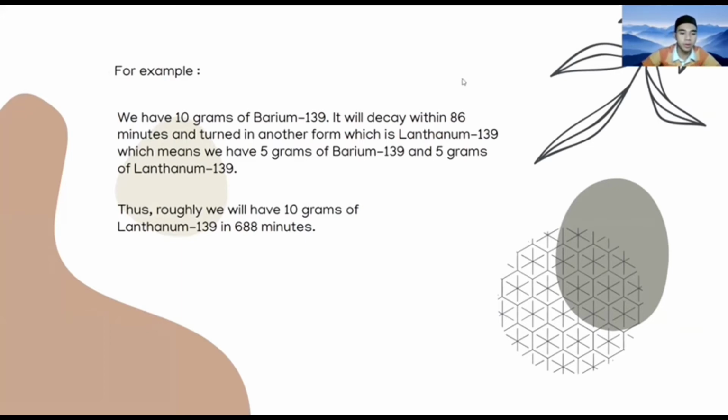In this example, we have 10 grams of barium 139. It will decay within 86 minutes and turn into another form, which is lanthanum 139, which means we have 5 grams of barium 139 and 5 grams of lanthanum 139, because half of 10 is 5. Thus, roughly, we will have 10 grams of lanthanum 139 in 688 minutes. So that's all from me.